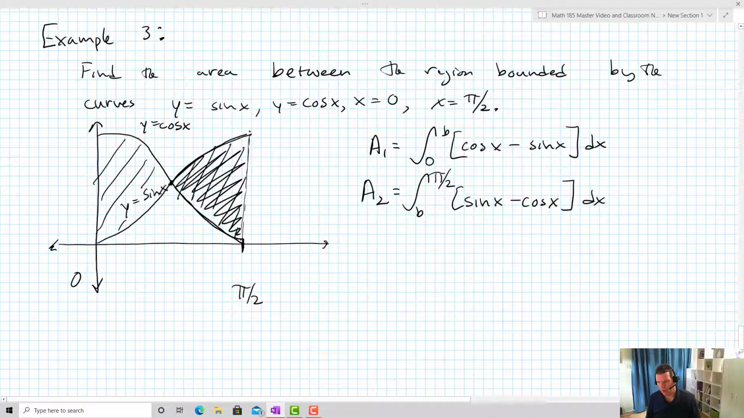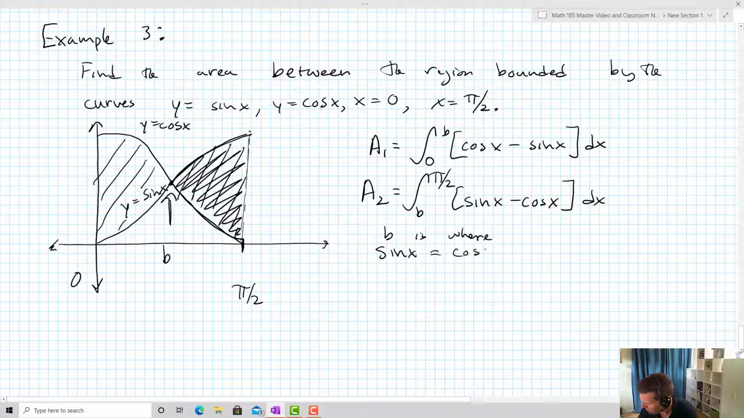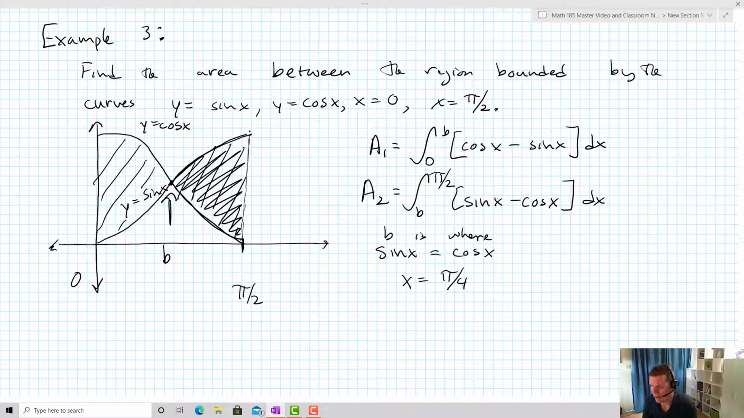All right, well, if that's the case, what's this point? That point right there is b. And you probably already know what the point is. That point is where sine x equals cosine x. And hopefully I don't have to tell you that that's when x is equal to pi over 4. It even looks like it, but you should know that sine of pi over 4 equals cosine of pi over 4 on 0 to pi over 2. If not, you want to go back and study some of your trig.